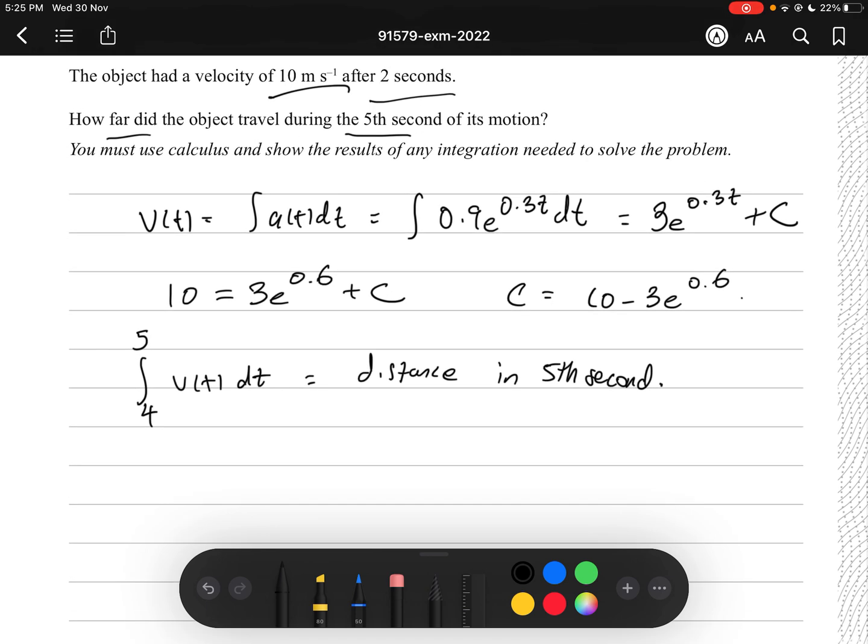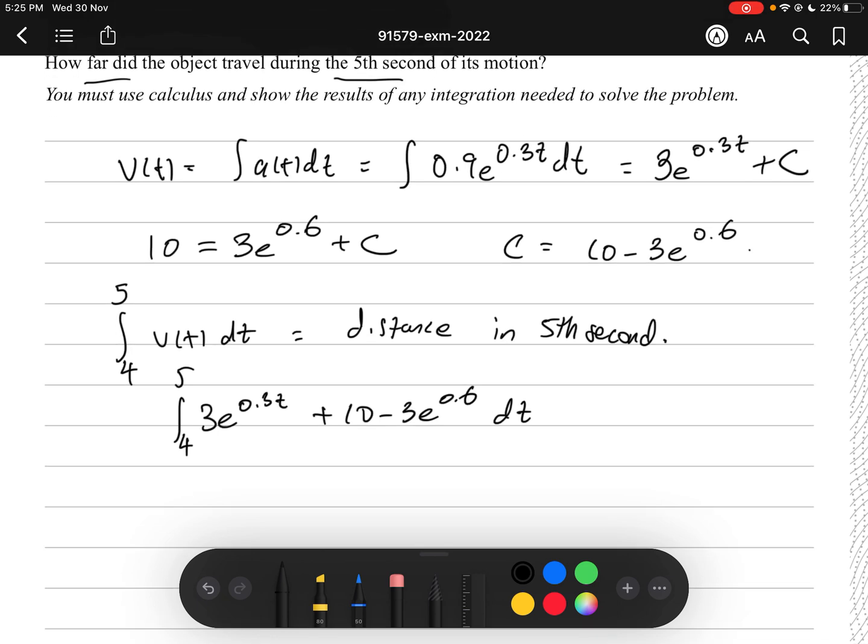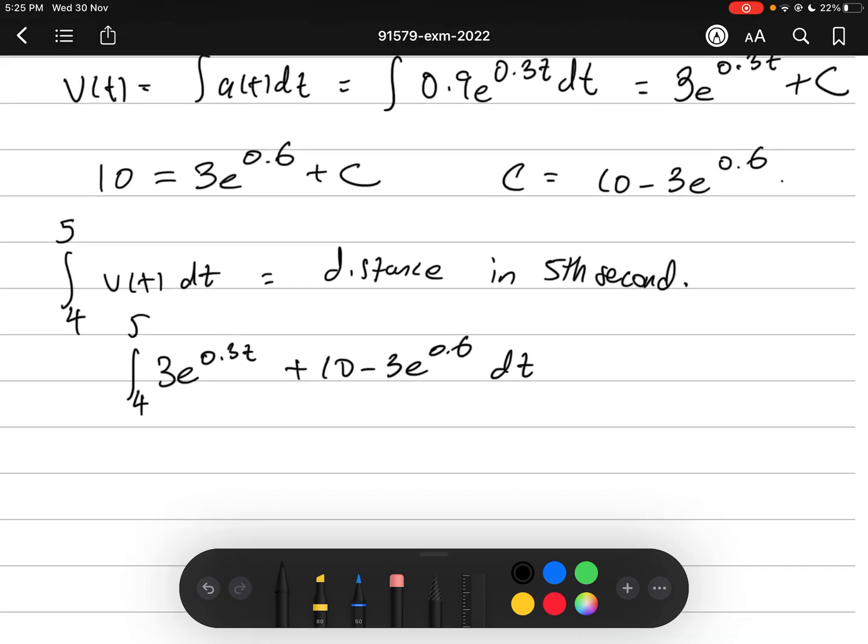Okay. So in this case, we're going to say that this is equal to the integral of 3e to the power of 0.3t plus 10 minus 3e to the power of 0.6 dt between 4 and 5. And we're just going to integrate again using the same rule for e. We're going to get 3 divided by 0.3, which is 10. So 10e to the power of 0.3t plus 10 minus 3e to the power of 0.6 multiplied by t.